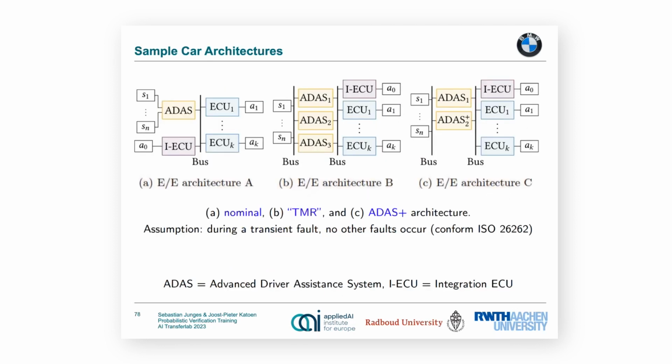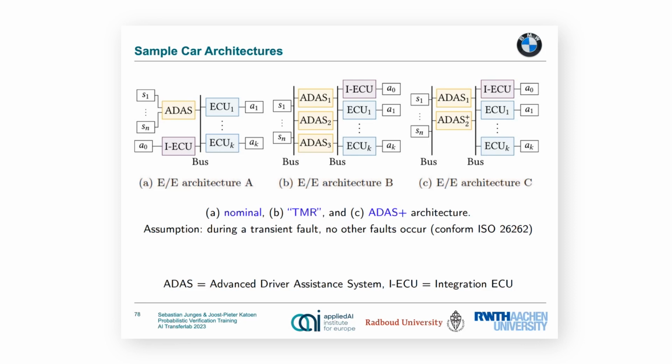Then they gave us examples of car architectures. So here you see an architecture on the left with one bus where you have one ADAS, which is an advanced driver assistance system, and different integration ECUs that are connected via a bus. In the second one, you see two buses with basically three different modules of ADAS, so that's again more reliable. And on the right, you see, for instance, something where the ADAS is doubled, and this ADAS plus means this is a more reliable version of ADAS.